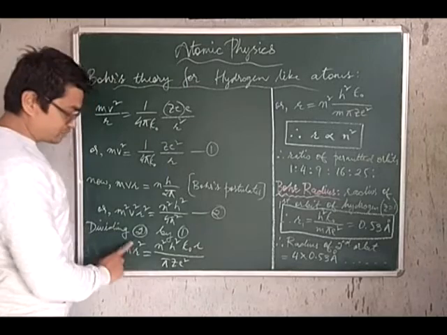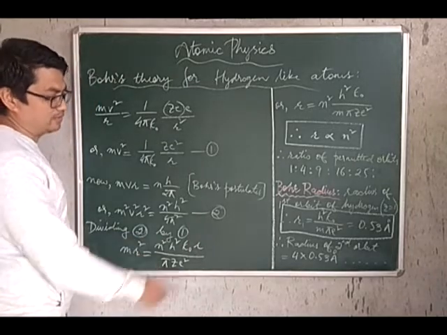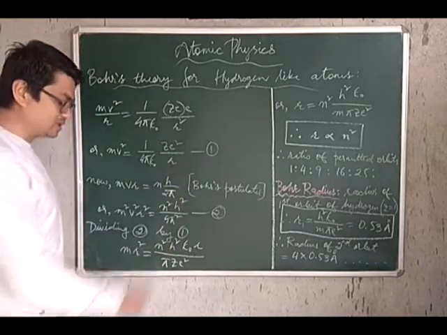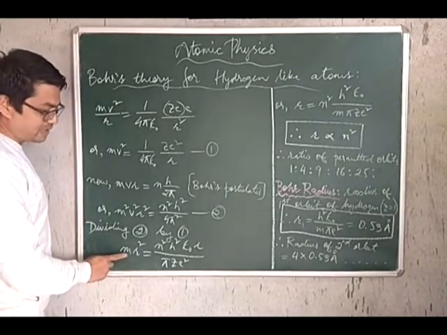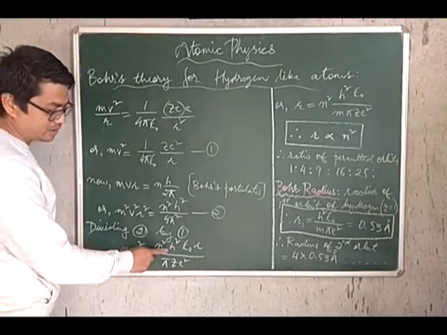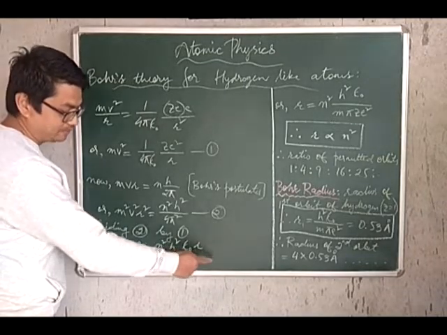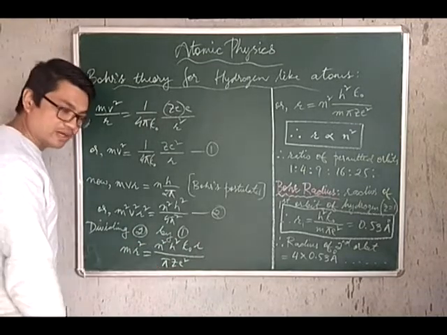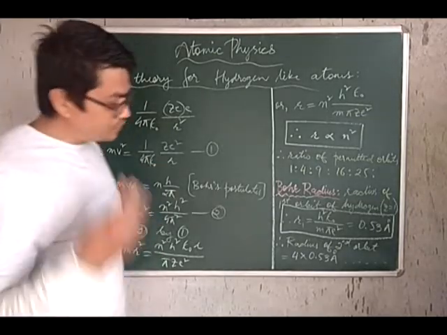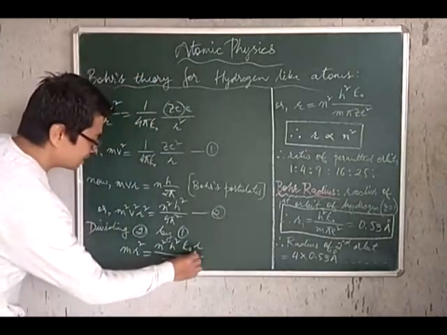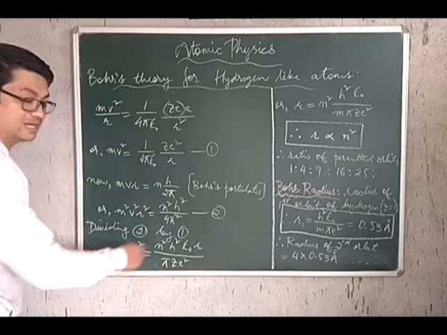Now what you do is divide equation 2 by equation 1. This equation is to be divided by this equation. You do the math yourself and you will see it comes out to be m r squared is equal to n squared h squared epsilon naught r divided by pi Z e squared. Divide equation 2 by equation 1, and furthermore, simplifying, one of the r's here and this r divide each other out.